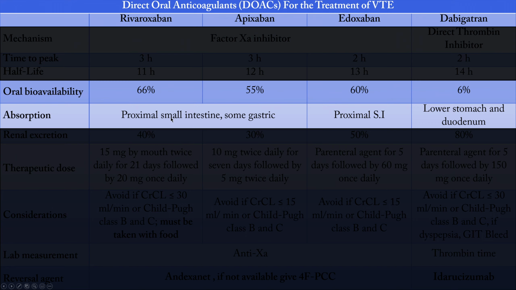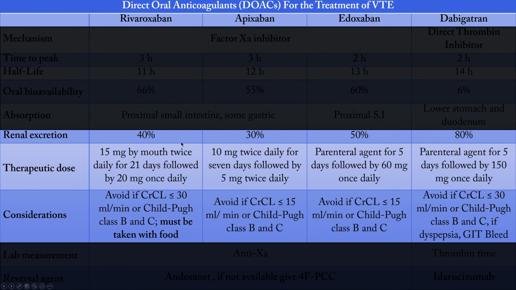You can imagine why the place of absorption is important, because nowadays they talk about gastric bypass. In a patient with gastric bypass surgery, you bypass the duodenum, so these absorptions are going to be affected. So maybe it's not a good choice to give DOACs in patients with gastric bypass surgery. All right.